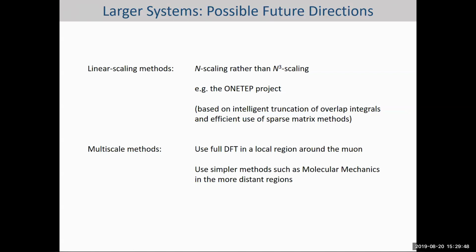And there's also a whole set of multi-scale type methods that people are using for these complex systems, where one uses the full quantum mechanical type approach in only a local region around the region of interest, in this case the Muon. And then simpler methods such as molecular mechanics are applied in more distant regions. So I think there's some scope for applying that sort of method.